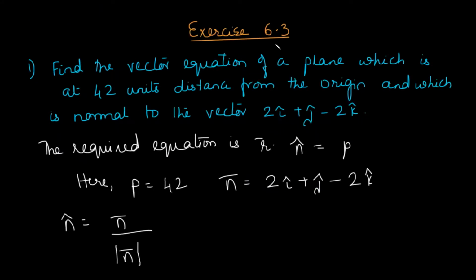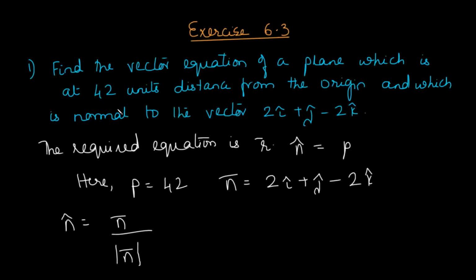Now in exercise 6.3, there were 4 sums remaining. The first 4 sums were remaining to be done. We didn't do them earlier because they were dealing with these concepts which we learned today. The first sum of exercise 6.3: find the vector equation of a plane which is at 42 units distance from the origin and which is normal to the given vector over here.